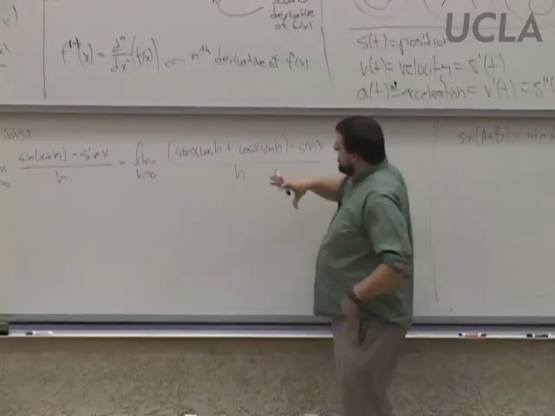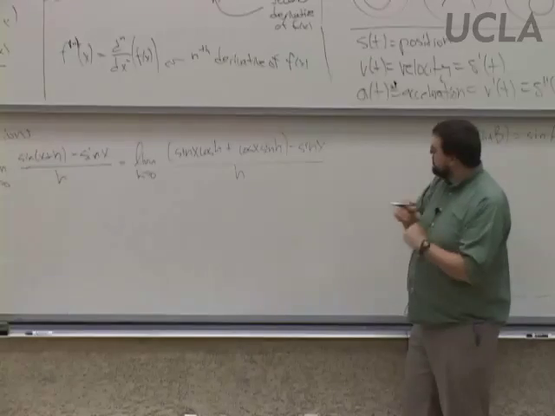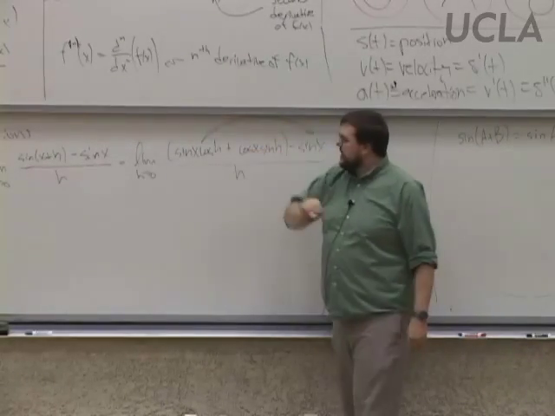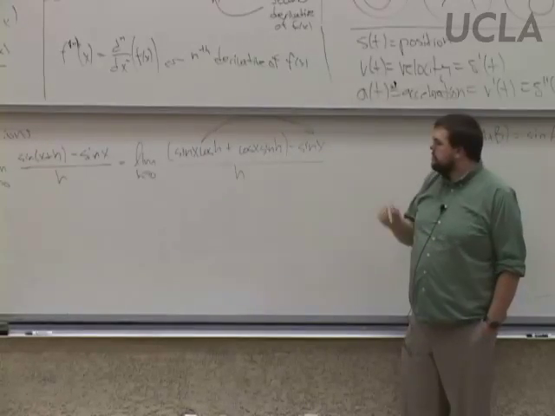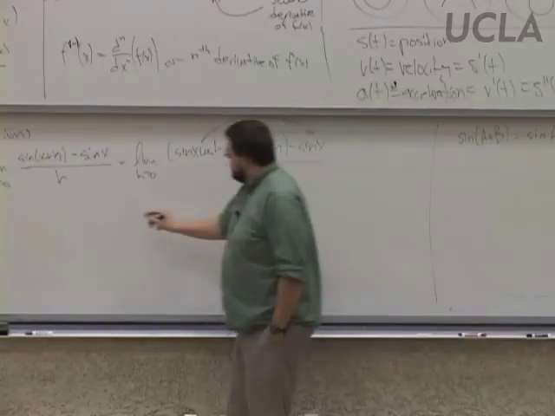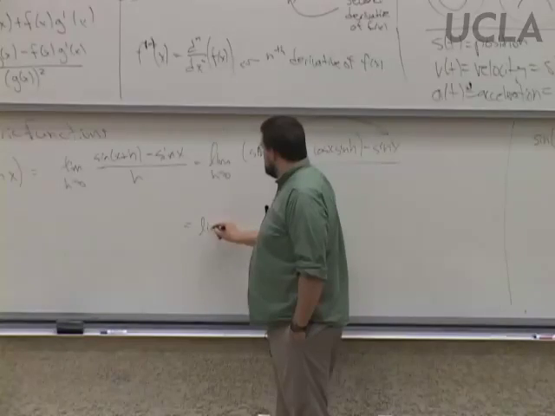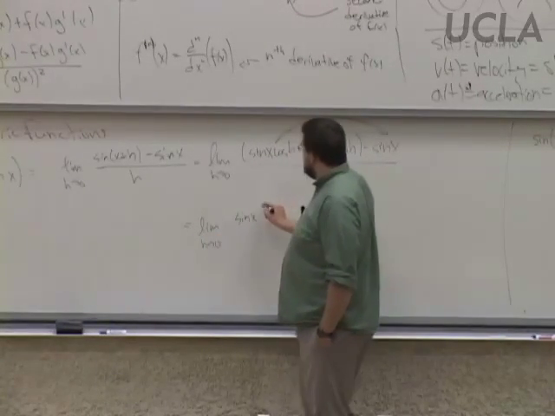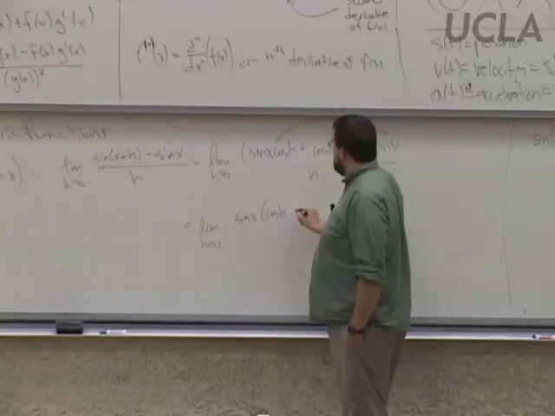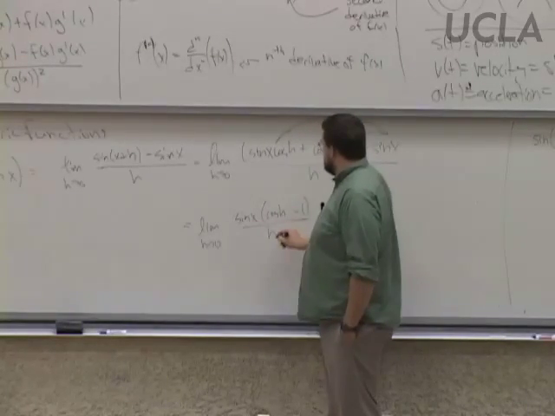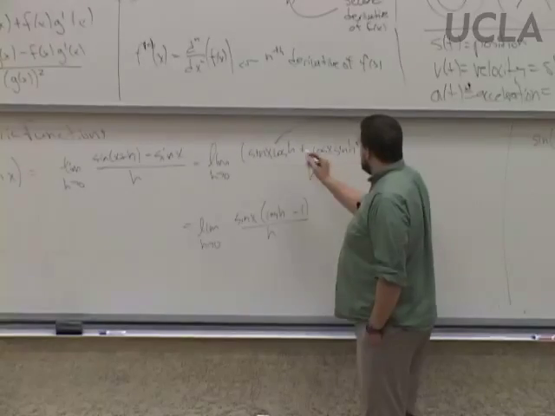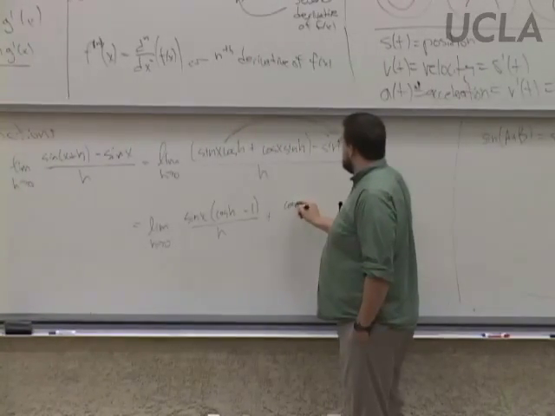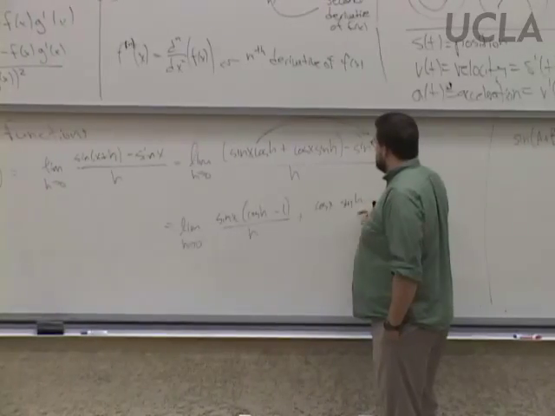Now what I'm going to do is just rearrange terms. In particular, notice that these two pieces both have sine x in them, so I'm going to put them together. When I put them together, I get the limit as h goes to 0. Sine x, well, that's common, so let me just factor that out. Cosine h minus 1 over h. So that takes care of these two pieces, plus cosine x sine h over h.